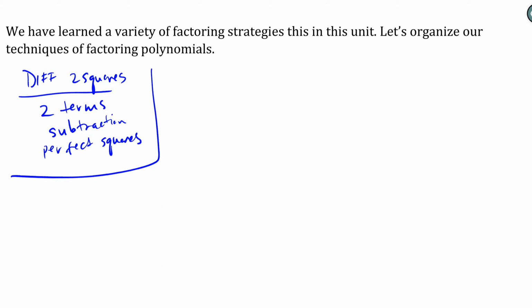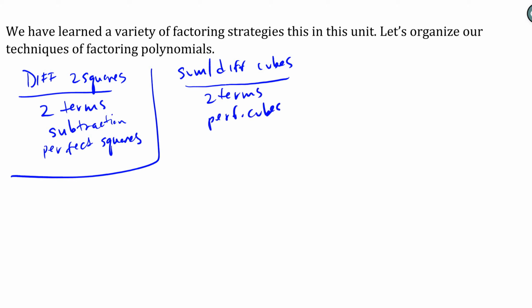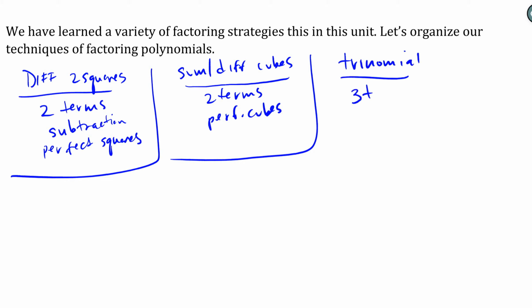We've also learned the sum and difference of cubes. Again, two terms, perfect cubes. No sign restriction on that one. We've also learned trinomial, so three terms. Help to spell terms, right?